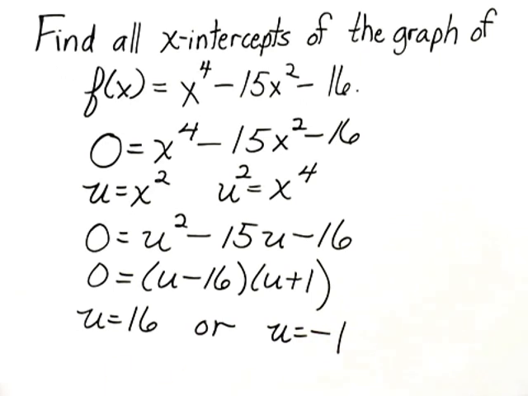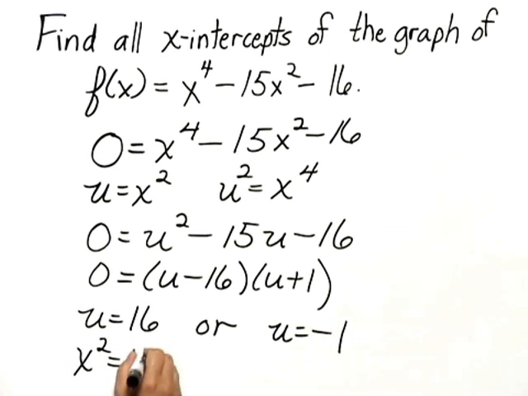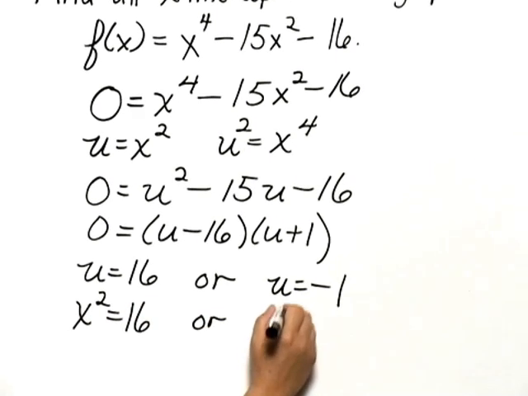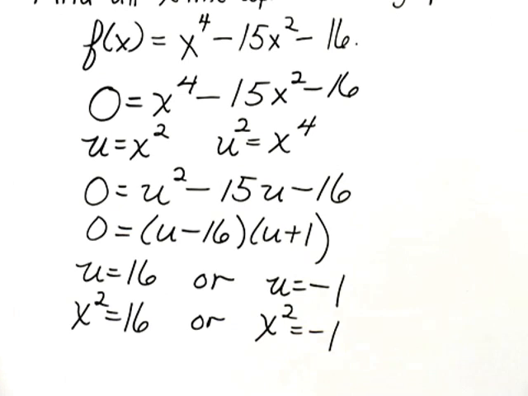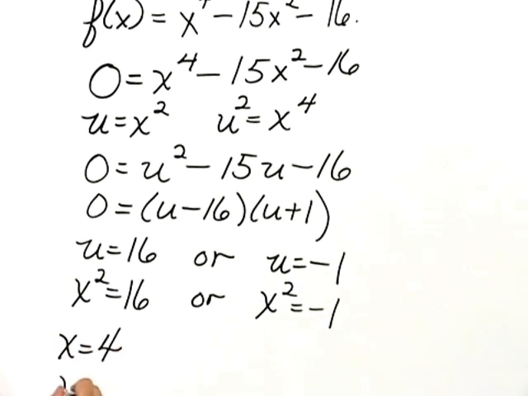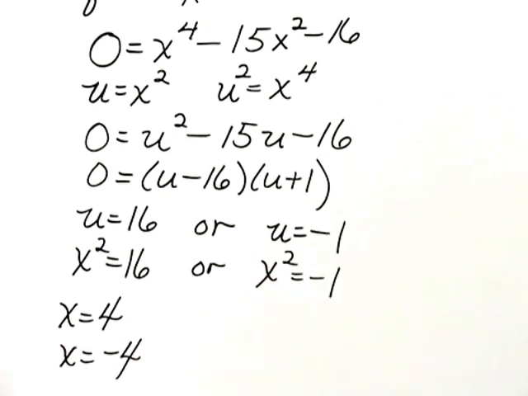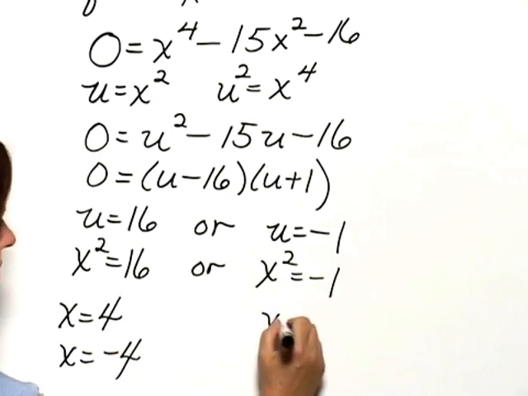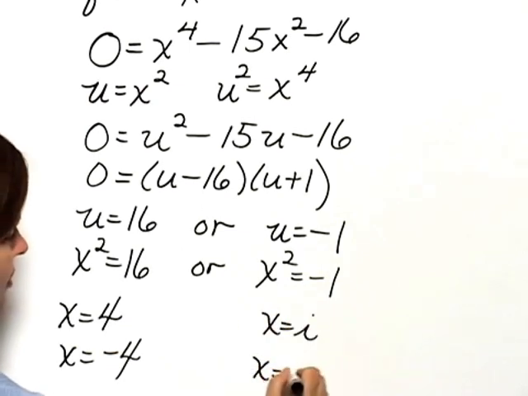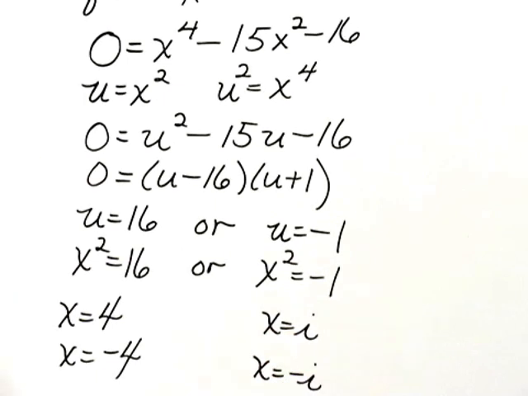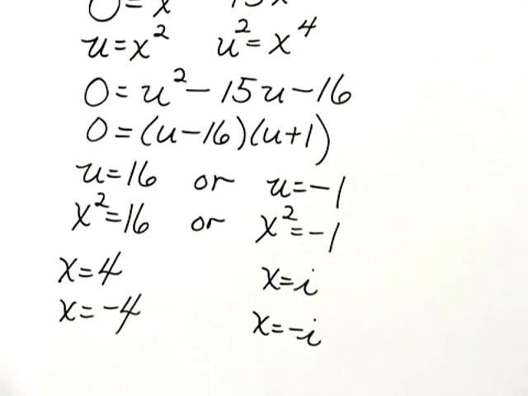Now it's tempting to stop here, but whenever we make a substitution for another variable, we need to resubstitute back for x. Since u is x squared, we have x squared equals 16, or x squared equals negative 1. When we solve this, we would get x equals plus or minus the square root of 16. So this gives us x equals 4, or x equals negative 4. Here we would have x equals plus or minus the square root of negative 1, which would give us x equals i, or x equals the opposite of i. We have 4 solutions of the equation.